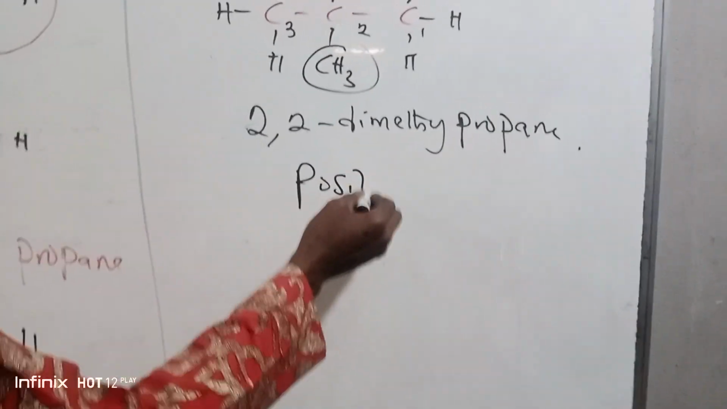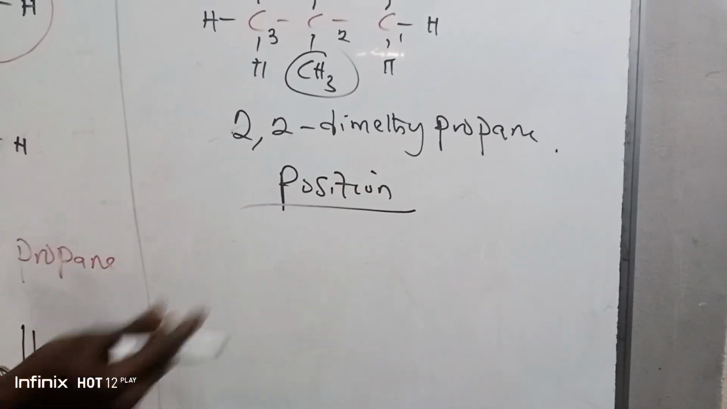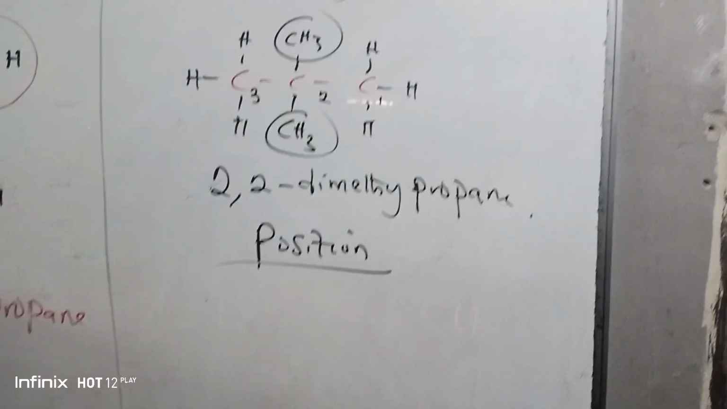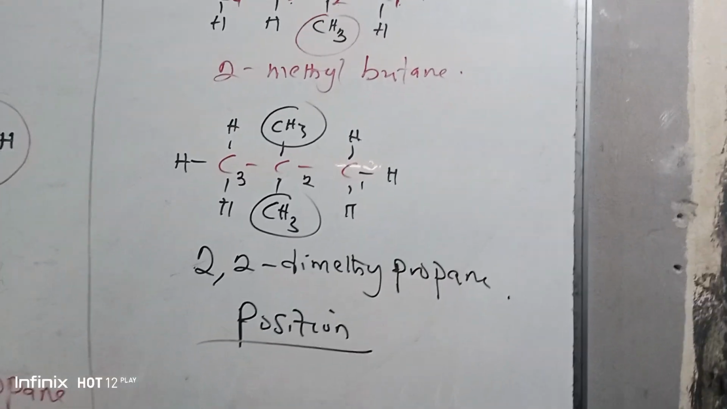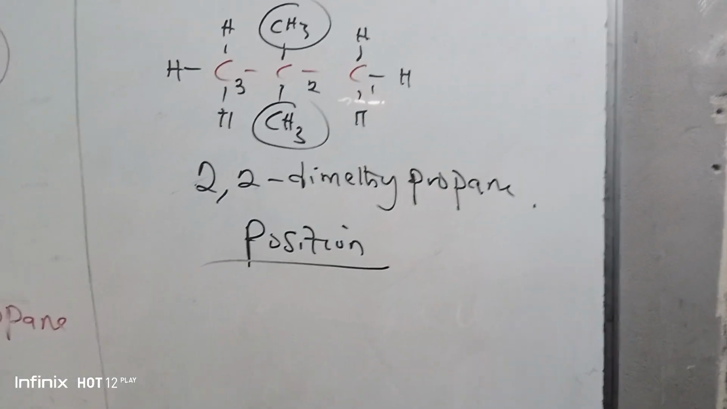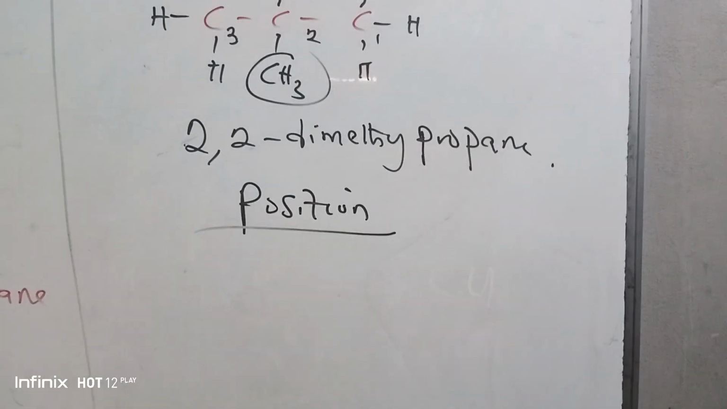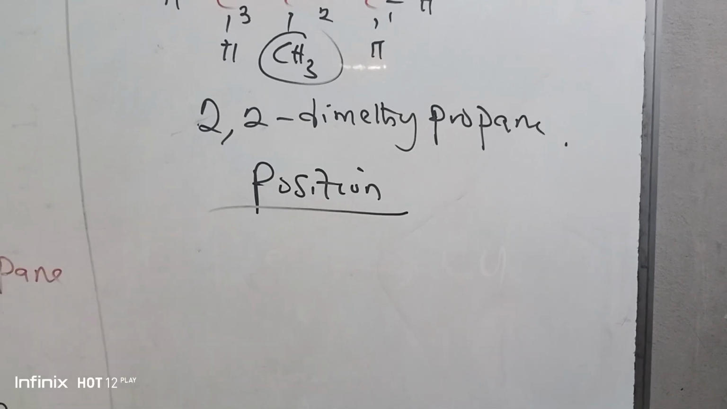Now, quickly, let's take a look at position isomerism. What do we have in position isomerism? In position isomerism, there is just a shift of the functional group from one point to another. Let's take a look at an example of position isomerism. Let's take a look at butanol.